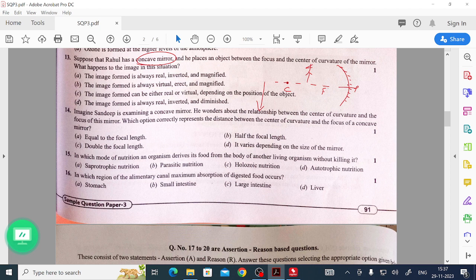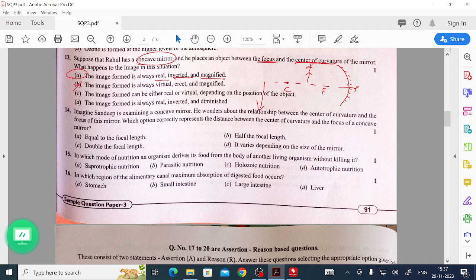Clearly they said in the question, the object is placed between focus and center of curvature, but in question paper 1 they did not say anything about the position. Here they clearly mentioned the position, between focus and center of curvature. Based upon that condition you need to say the answer. What will be the answer? A, B, C or D? A. The image is always real, inverted and magnified.